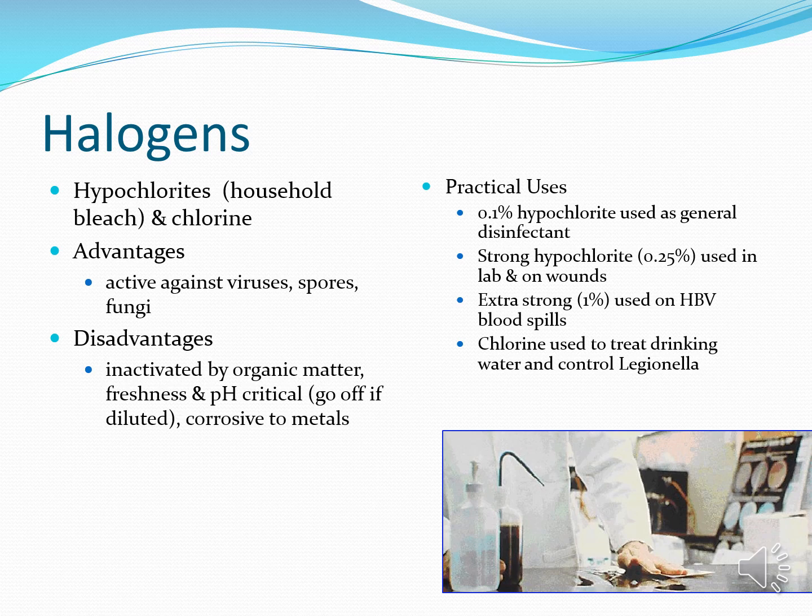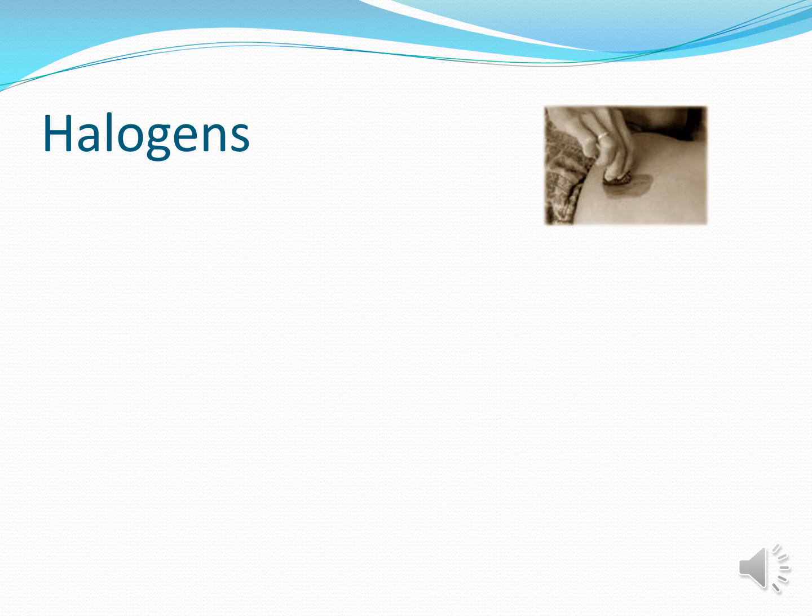So practical uses: 0.1% hypochlorite is used as a general disinfectant. Strong hypochlorite is used in the lab and on wounds. Extra strong, that is 1%, is used on hepatitis B virus or blood spills. Chlorine is used to treat drinking water and even Legionella.